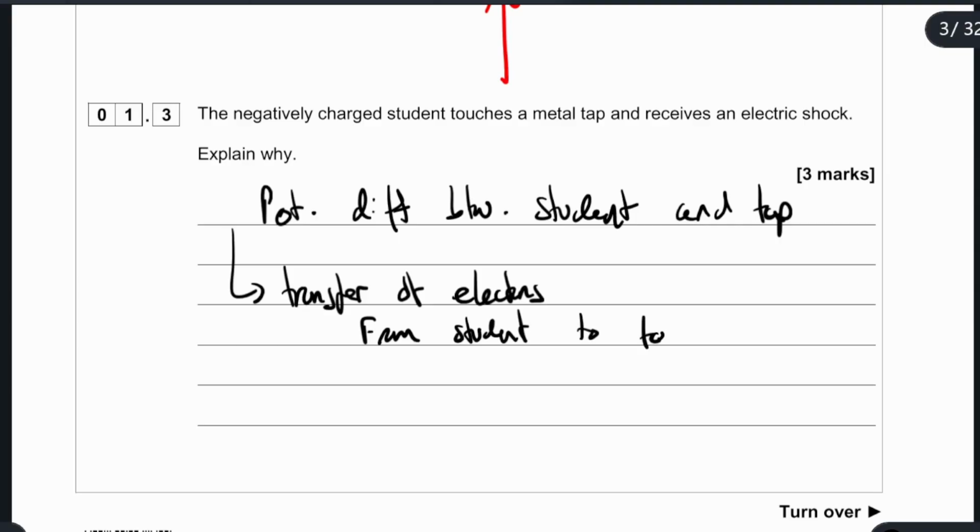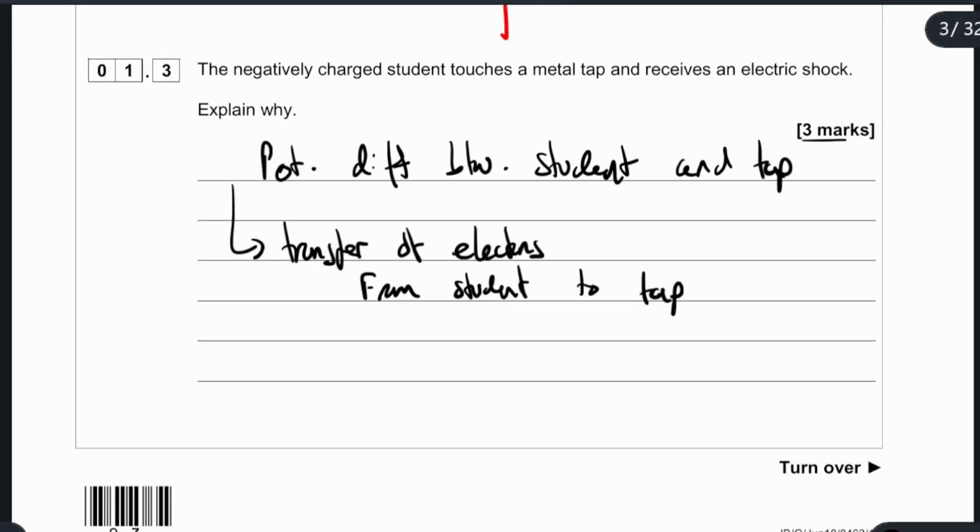And what we need to say for the final mark here of the 3 marks is that this causes the charge to be earthed. What that means is that the excess negative electrons from the student flow into the tap, where there are all sorts of electrons, and essentially they flow away and are dissipated through that tap.